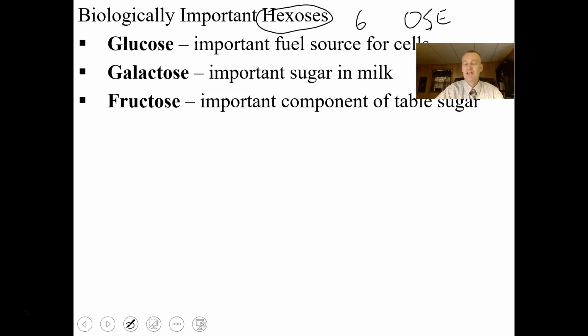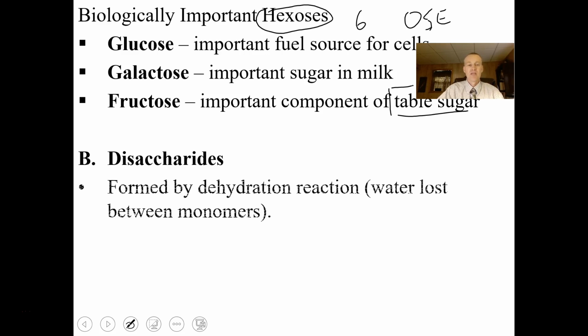It's added as a component. Remember, high fructose corn syrup. And this is also found in table sugar, but it's a type of sugar that plants store their energy in. And then we eat them and break it down for our own energy. Disaccharides are formed by dehydration reaction.